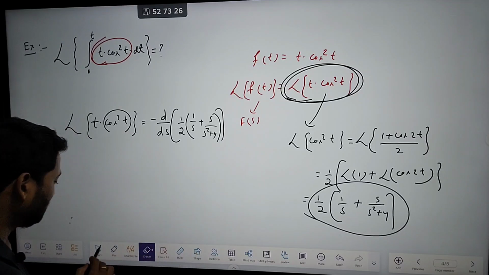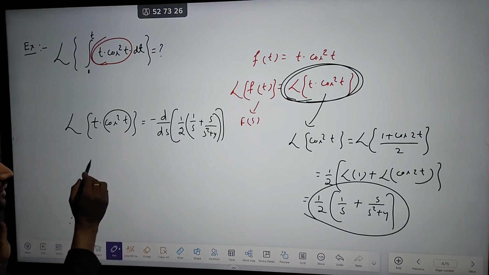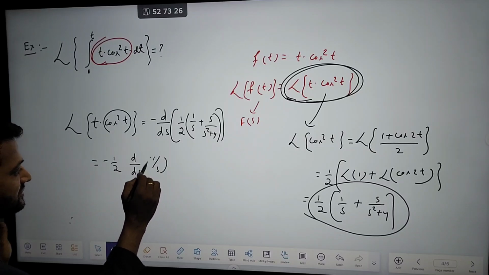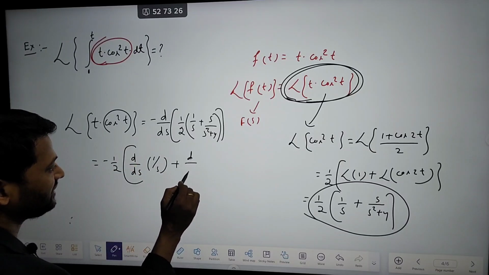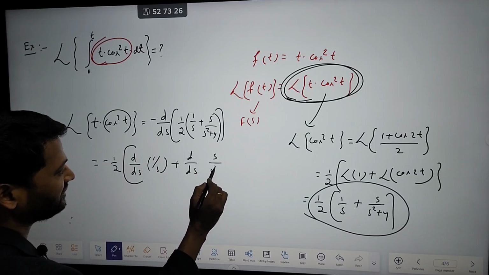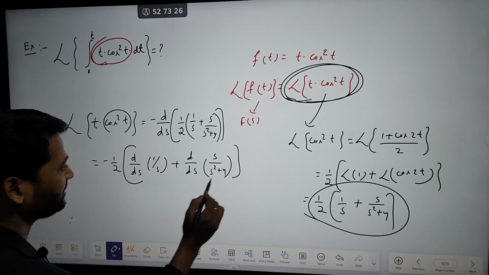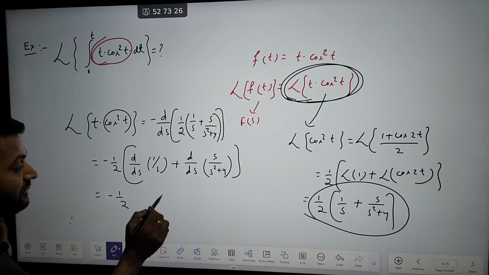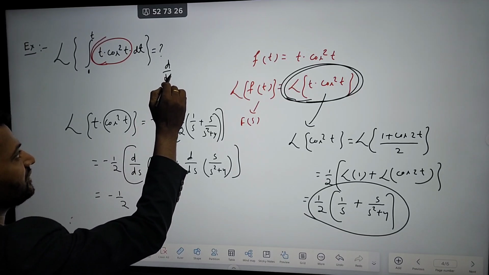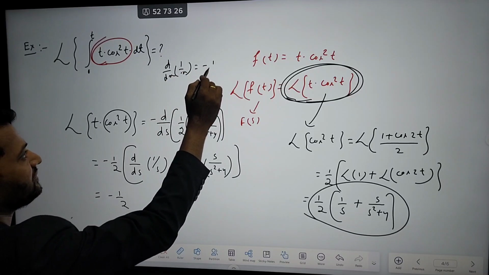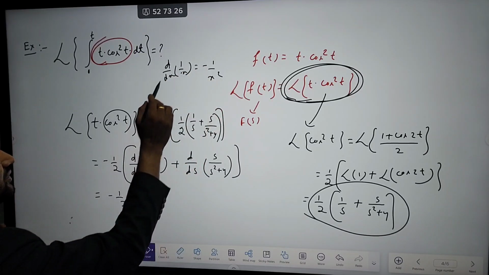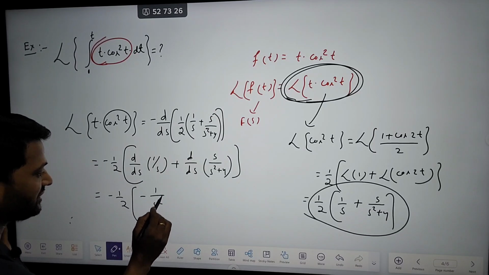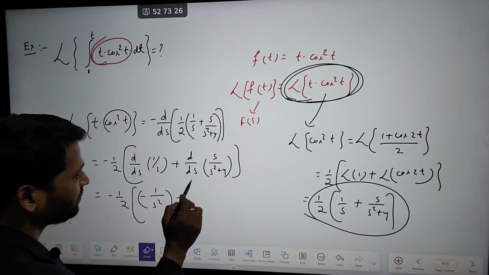Okay, so if we differentiate this part, minus half as common, that means d by ds of 1 by s plus d by ds of s by s square plus 4. Okay? So if you differentiate, what is d by ds of 1 by s? See, what is differentiation of 1 by x? It is minus 1 by x square. So the same principle you apply, so it is minus 1 by s square. This part is done.